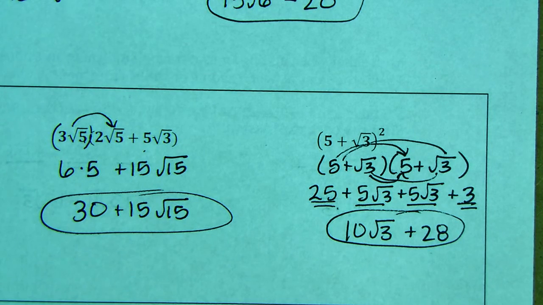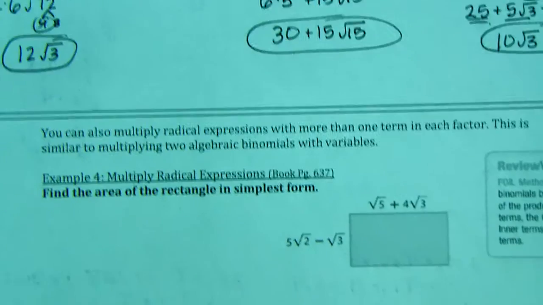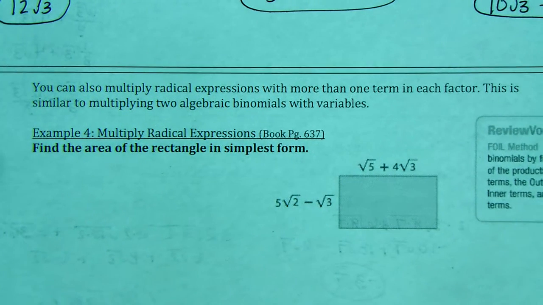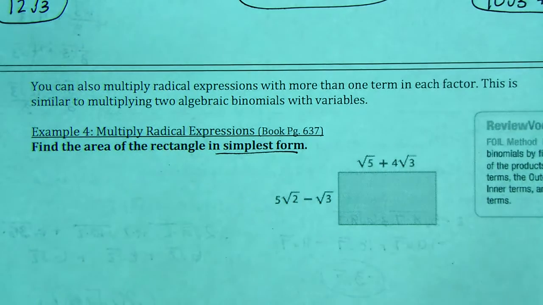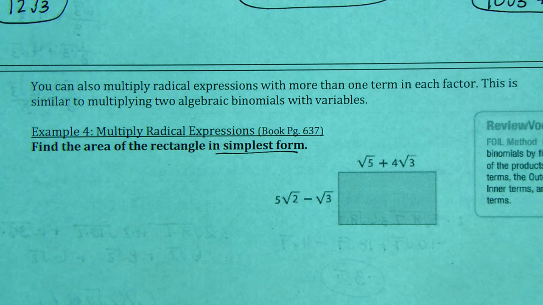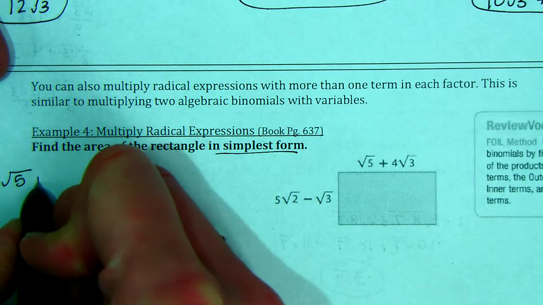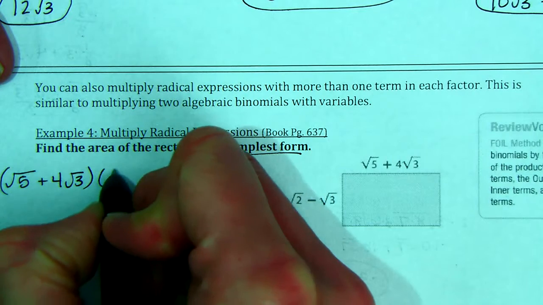Well, we start putting these expressions into word problems, okay? It says find the area of the rectangle in simplest form. So when they say in simplest form, they're not asking for a numerical answer, they're asking for an expression. How do we find the area of a rectangle? Length times width. So we are going to be taking the square root of 5 plus 4 square root of 3 times 5 square root of 2 minus the square root of 3. Take your time, be diligent here, okay?